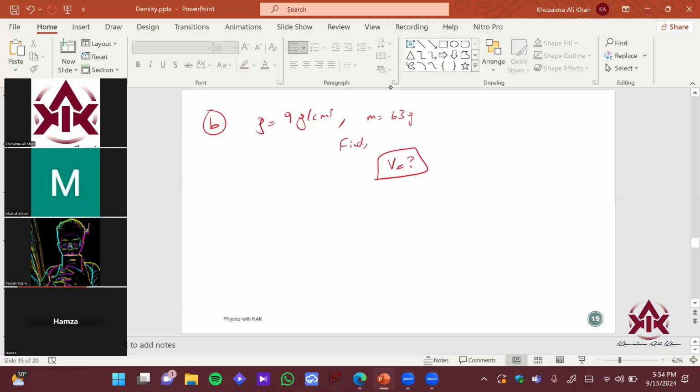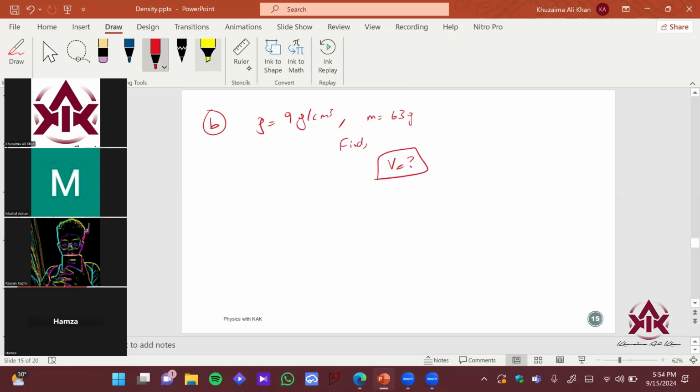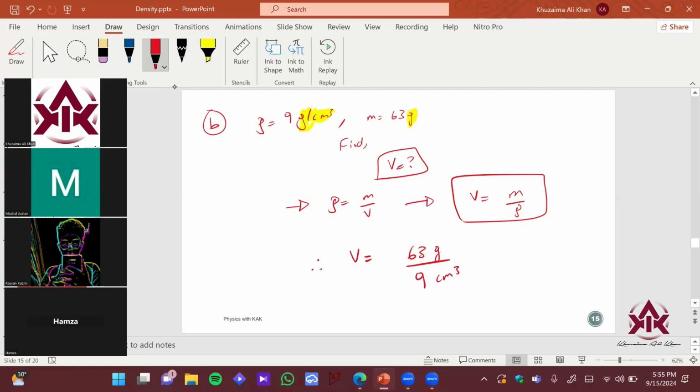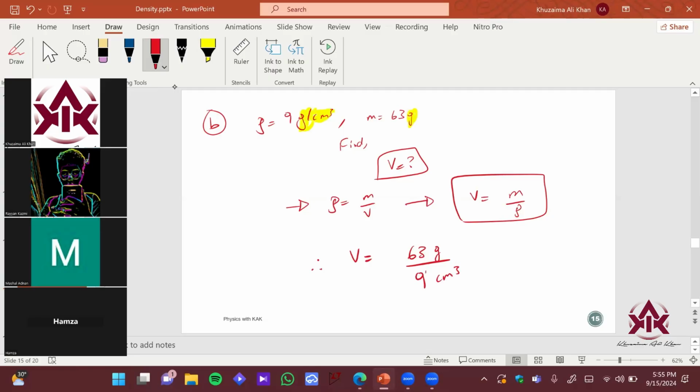Now look carefully here: you have the mass in grams and the density in gram per centimeter cube, right? So you don't need to convert any SI units, okay? Your volume would be directly in centimeter cube. So now recall the formula, density equals mass upon volume. And how do you make volume the subject? You just manipulate the density factor. So it's going to be mass upon density, right? Just put in the values. Therefore, your volume equals 63 grams divided by 9 gram per centimeter cube. 7 nines are 63.